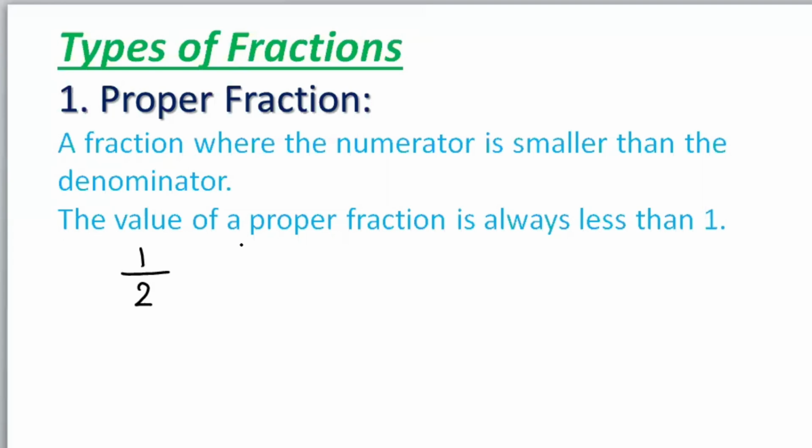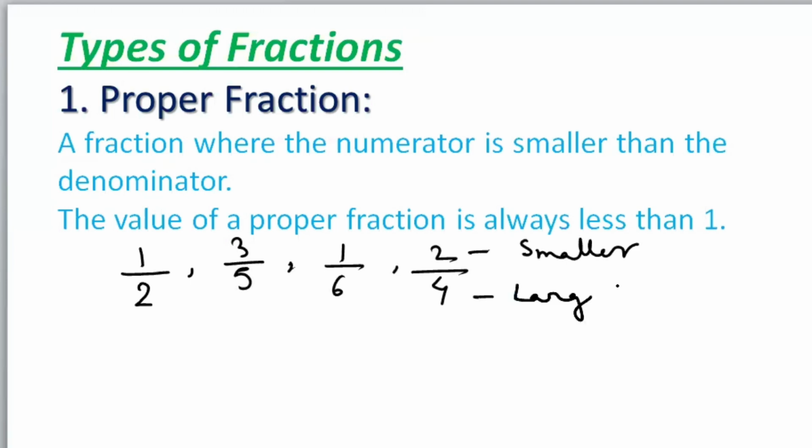And it says the value of a proper fraction is always less than 1. The value of a proper fraction is always less than 1, because the numerator is always smaller than the denominator. I can say 3 by 5. These are all proper fractions. 1 by 6, 2 by 4. In all these proper fractions, the numerator is smaller and the denominator is larger. So this makes a proper fraction.